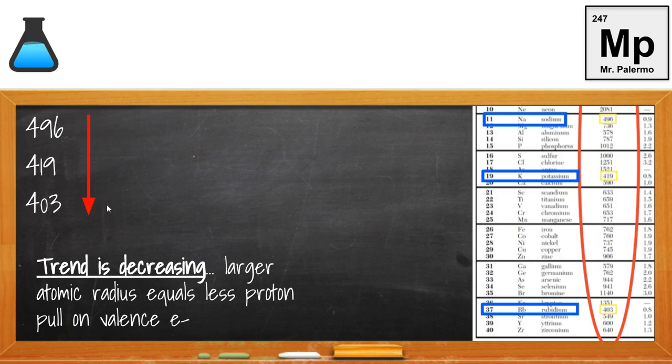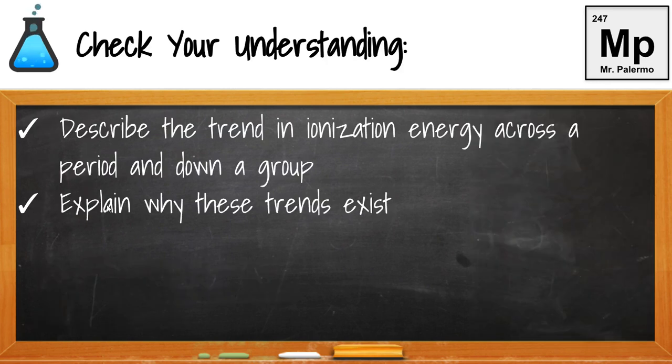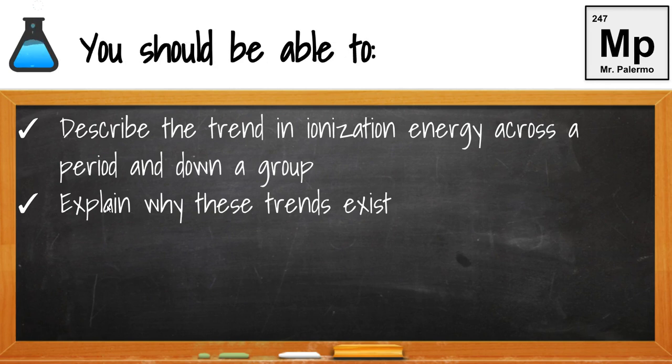What is causing that trend? The larger atomic radius due to more electron shells and less proton pull on the valence electrons. So let's check your understanding. Can you describe the trend in ionization energy going across a period and down a group? And can you explain why these trends exist? At this point, you should be able to describe the trend in ionization energy going across a period and down a group and explain why these trends exist.